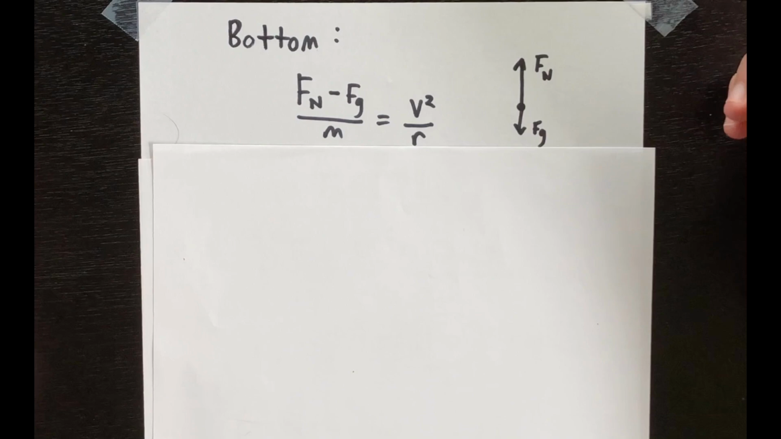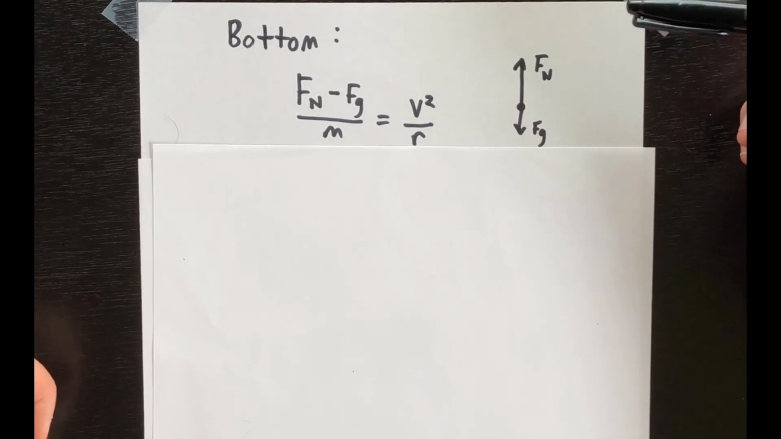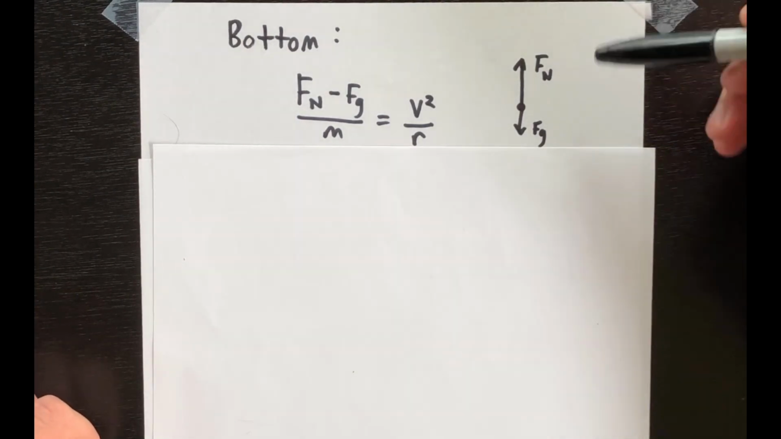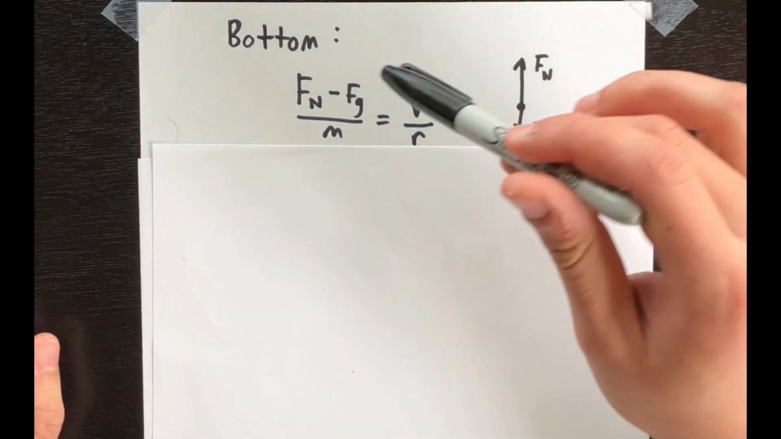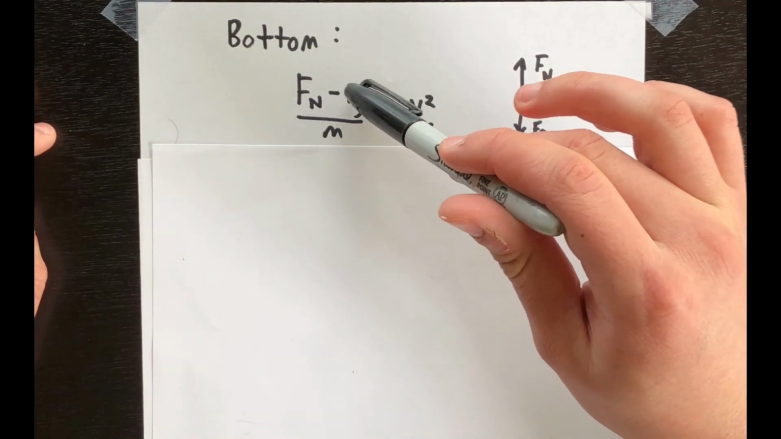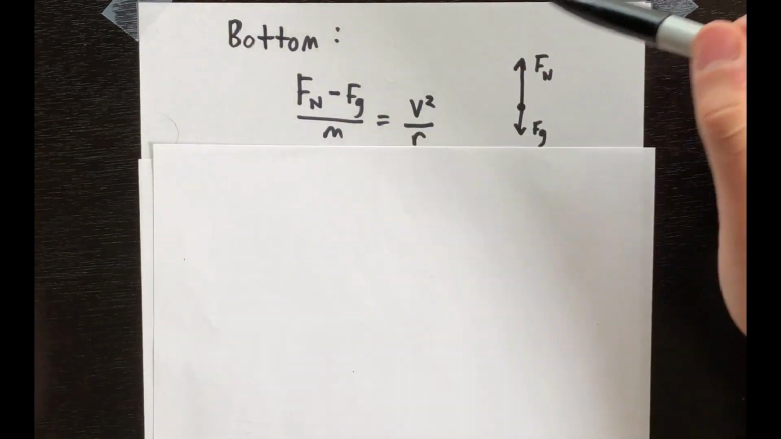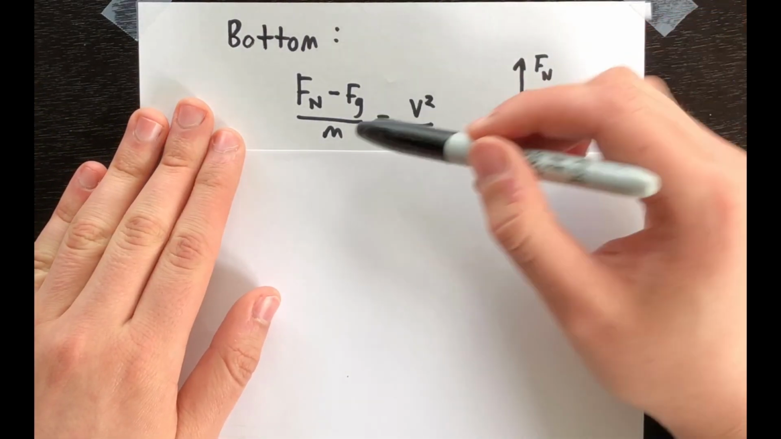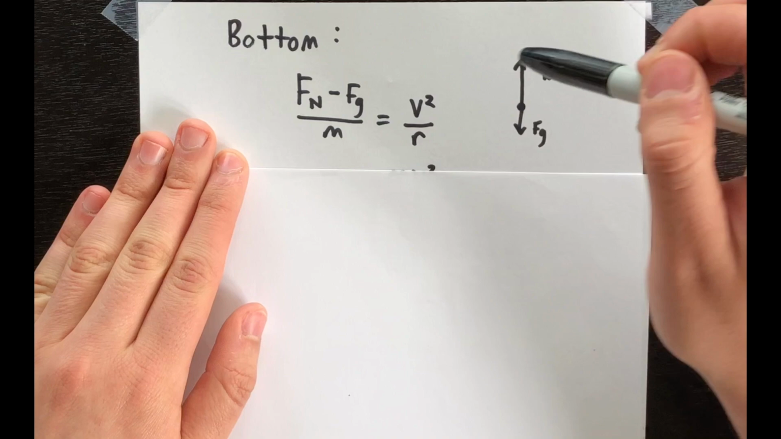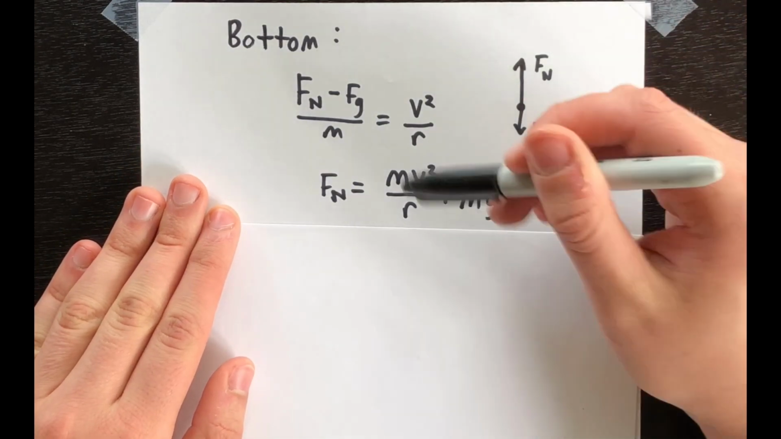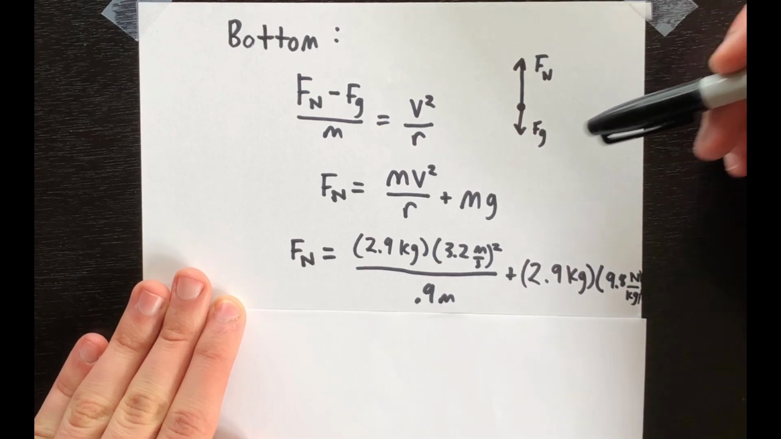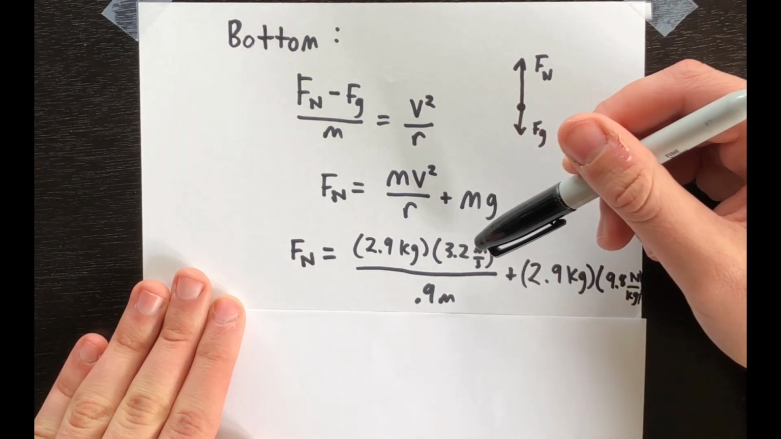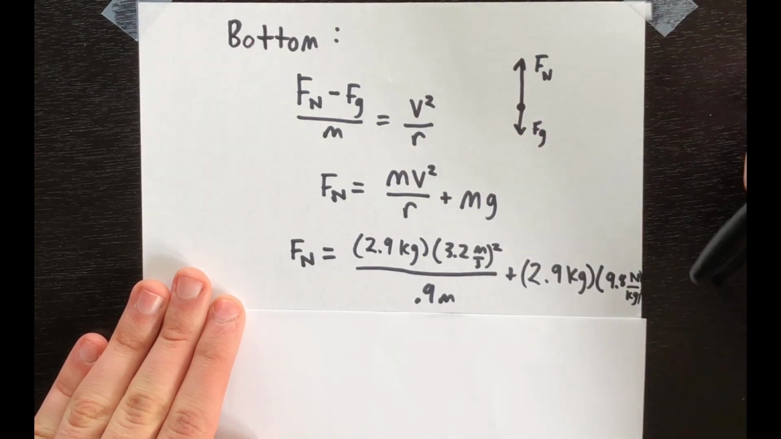All right, first we'll solve for the normal force when the bucket is at the bottom of the circle. So we know the normal force is bigger than gravity and they point in opposite directions. So again, we'll give the sum of the forces as the normal force minus the gravitational force. Next, we can do some algebraic manipulation, move the mass over and then add Fg. And then we can plug in the numbers that we know. So the 2.9 for the mass, 3.2 for the average velocity, 0.9 for the radius.